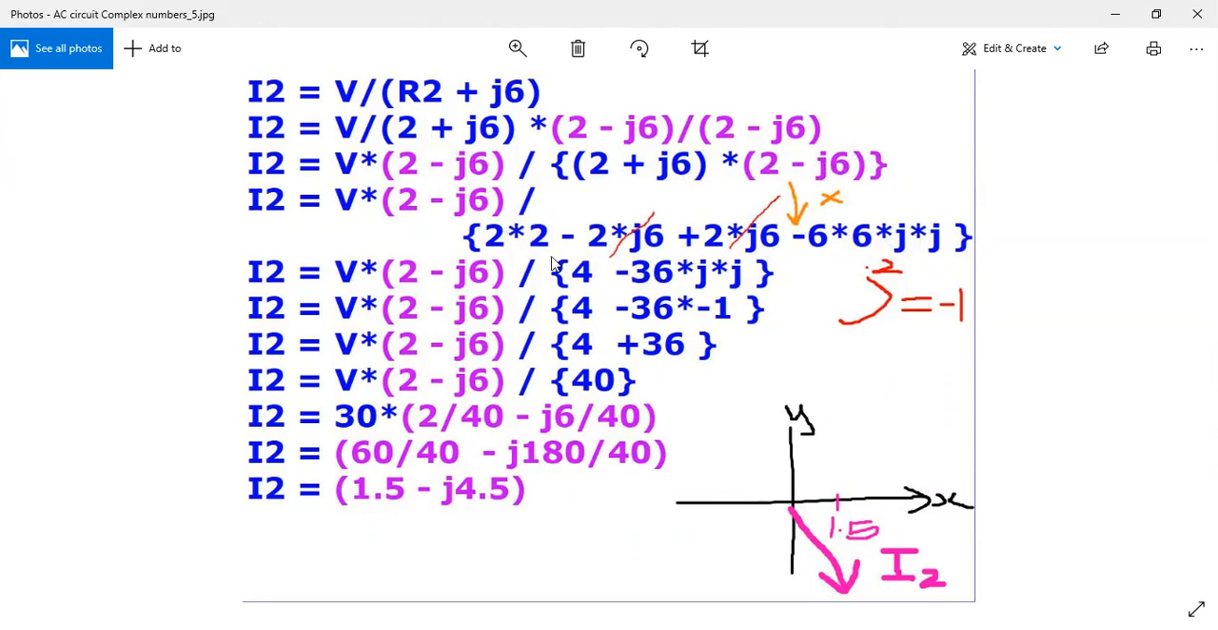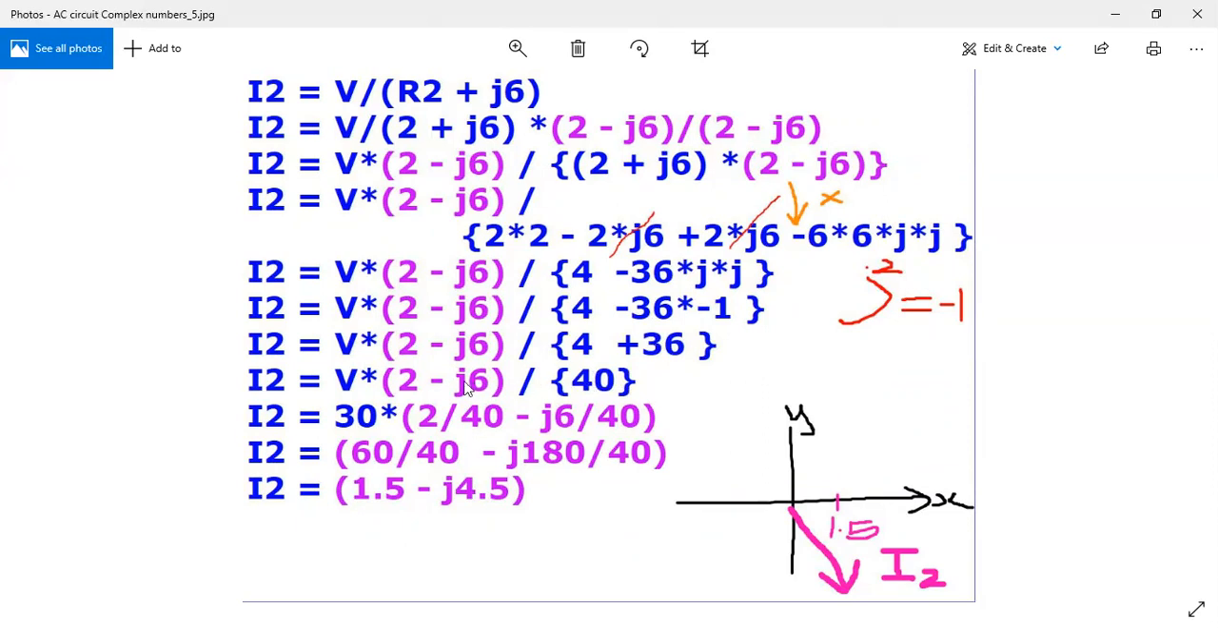So we end up with 2 times 2 is 4. We end up with minus 2 6j. We end up with plus 2 6j. Those numbers cancel out. We end up with 6 times 6 is 36, minus 36 times j times j, but j squared is minus 1. So we end up with 4 plus 36, which gives us a real number, no imaginary parts on the denominator, and comes out to be 40.